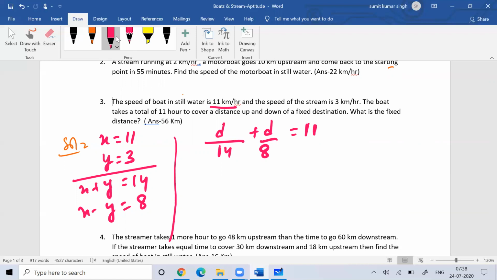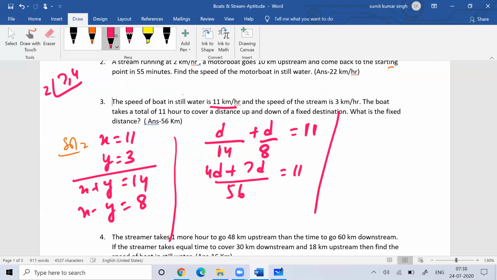Solve the linear equation. The LCM of 14 and 8 is 56. 14 fours are 56, so 4D plus, for 8, 7D. So 11D is equal to 56 into 11. So D is equal to 56. Simple calculation.